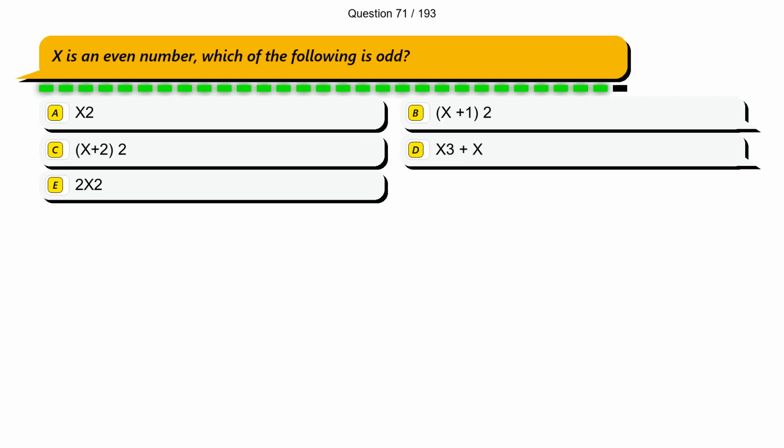Question 71. X is an even number, which of the following is odd? Option A, x². Option B, (x+1)². Option C, (x+2)². Option D, x³+x. Option E, 2x².